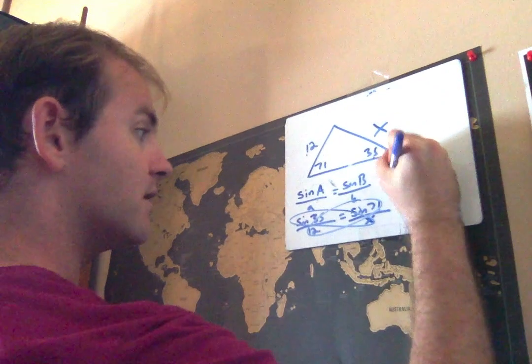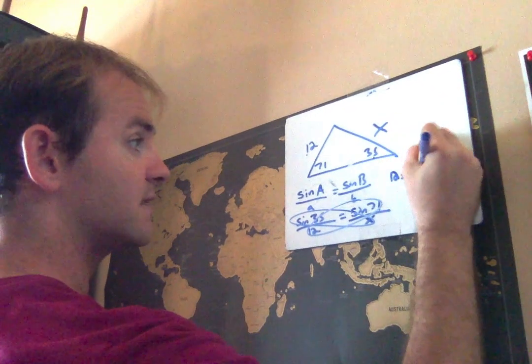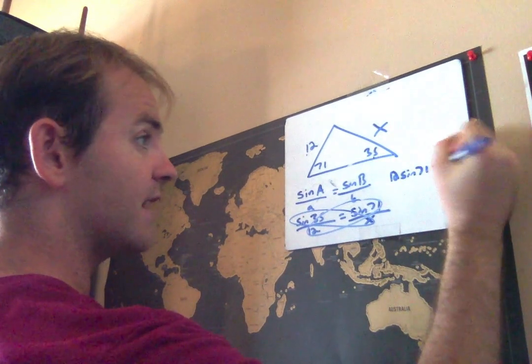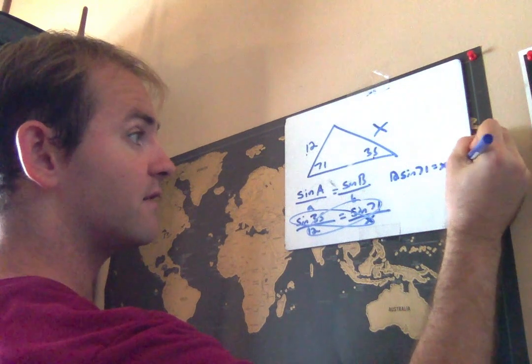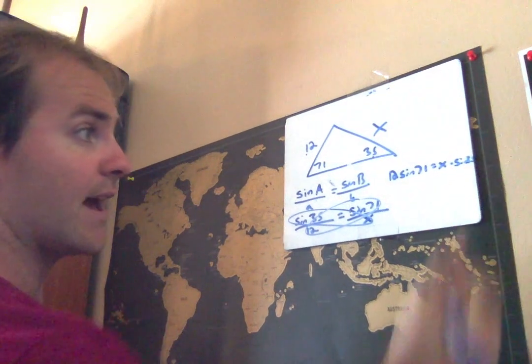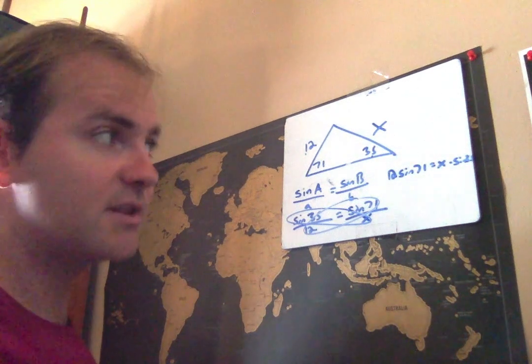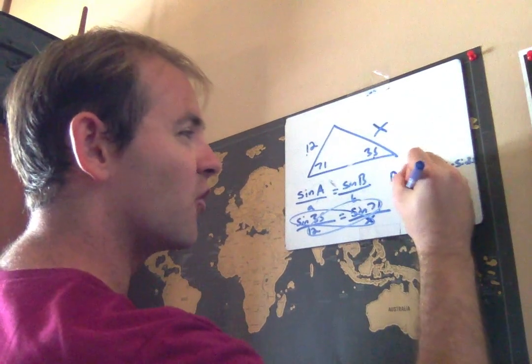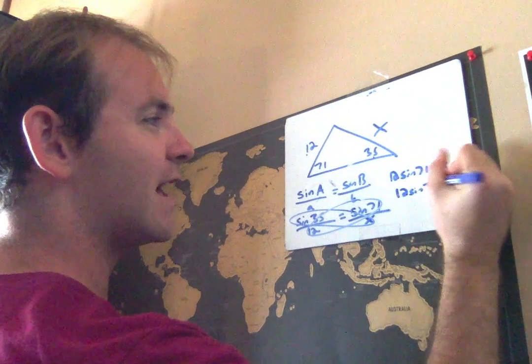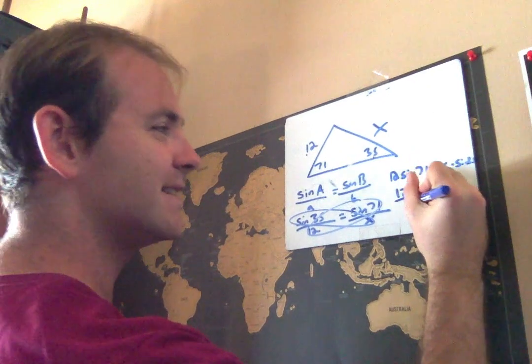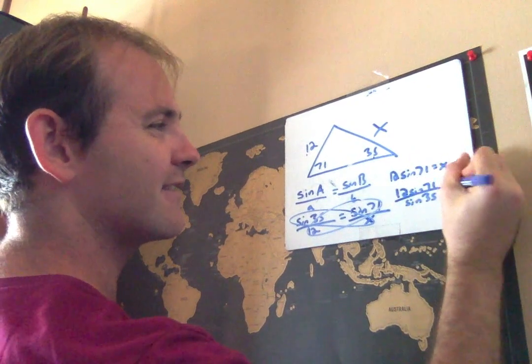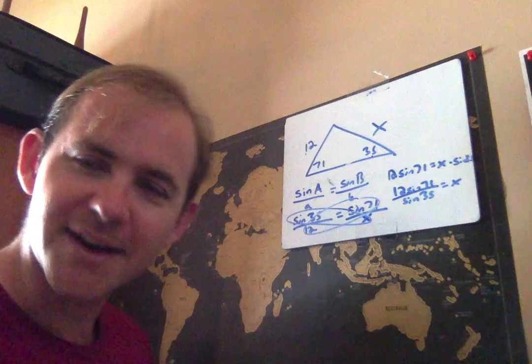So I'm going to get 12 sine 71 equals X times sine 35. Okay, how do I get rid of a multiplied sine 35, you ask? Well, what's the opposite of multiplying? Divide. So, believe it or not, this whole hot mess over here, 12 sine 71 over sine 35 equals X, that would be my final answer.